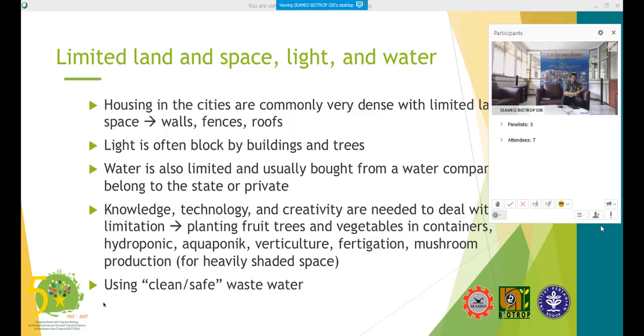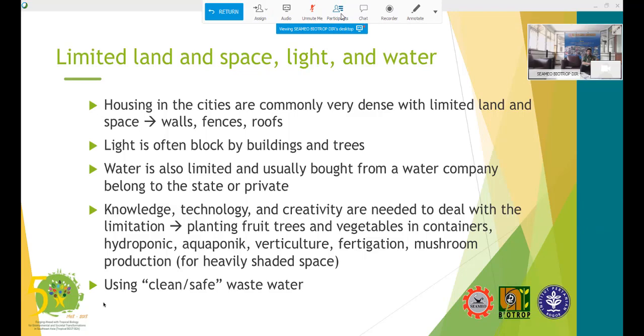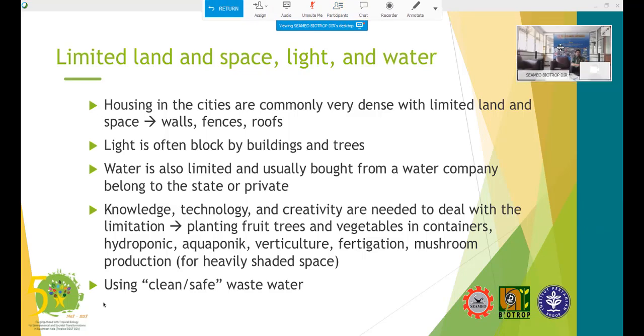Light is often blocked by buildings and trees. Water is also limited and usually bought from a water company belonging to the state or private. So you can imagine if we do farming, it would not be the same cost as it is in the village. And knowledge, technology, and creativity are needed to deal with the limitation.